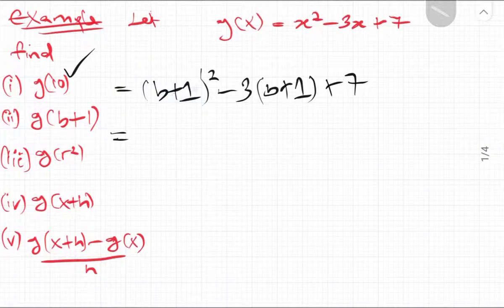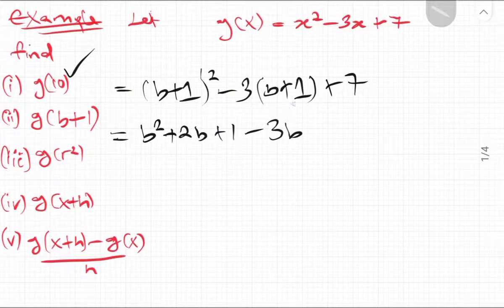So we have b plus 1 squared. So we have b squared plus 2b plus 1. That is this expression here. So b plus 1 squared is equal to b squared plus 2b plus 1. Then let's multiply this one out. So we have minus 3 times b, we have minus 3b. Then minus 3 times 1, we have minus 3 plus 7.